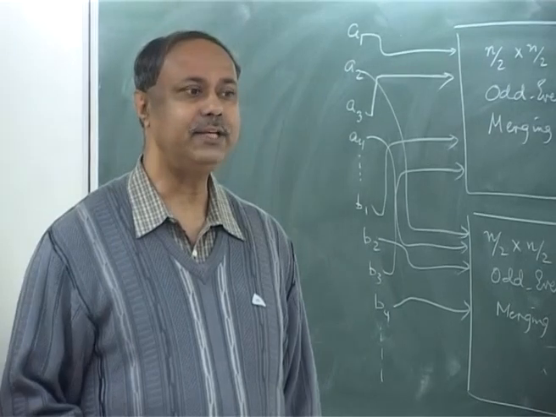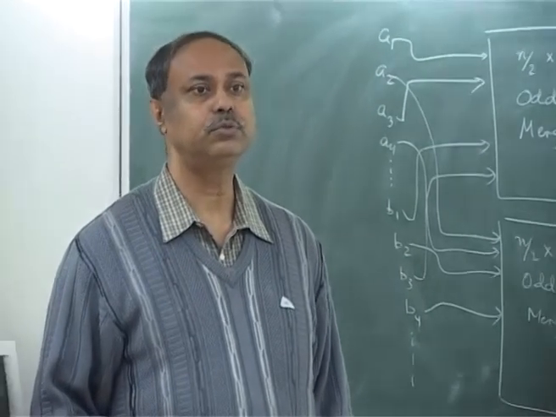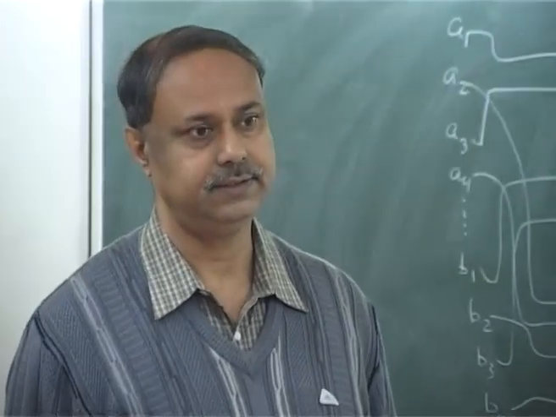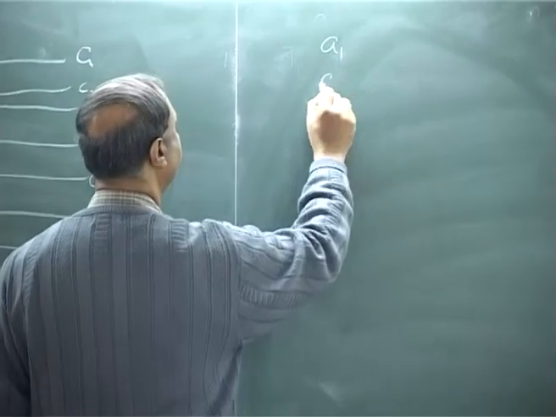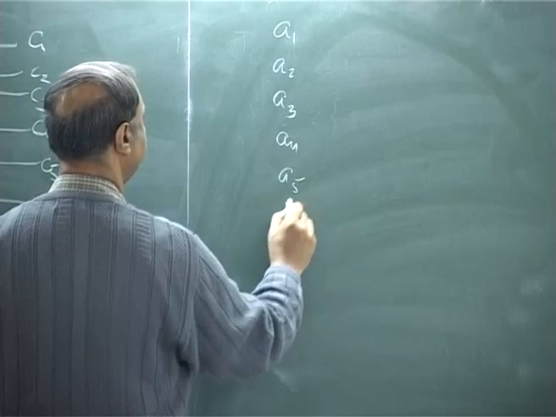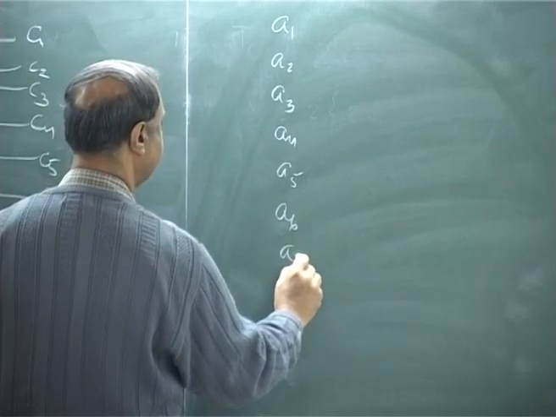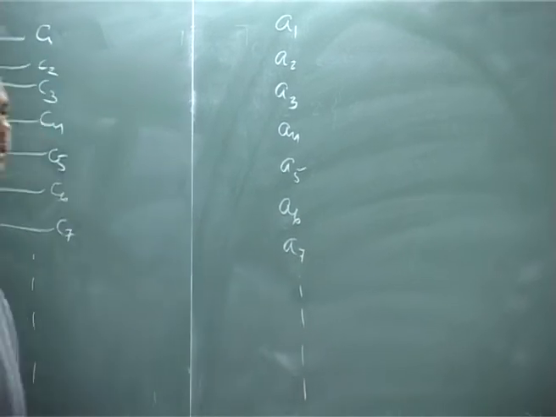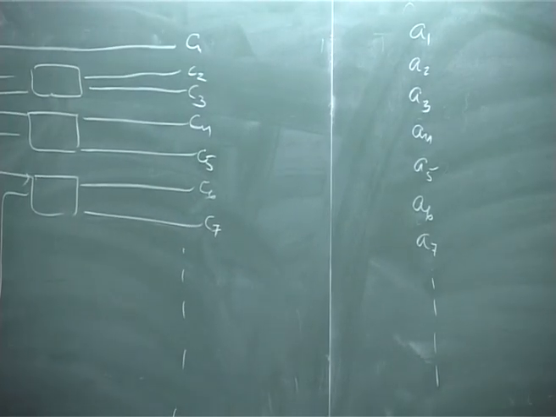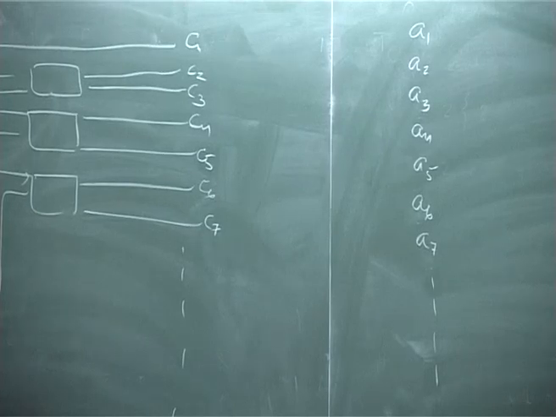Now, can I use this merging network to sort the n elements? Let us assume that A1, A2, A3, A4, A5, A6, A7 and so on. These are the n elements. They are arbitrarily distributed and you want to sort it using odd even merging technique.